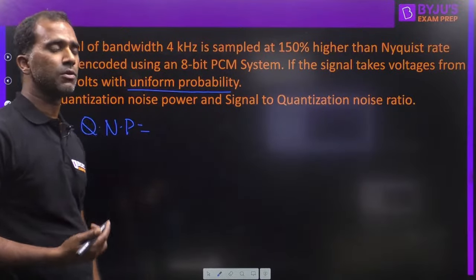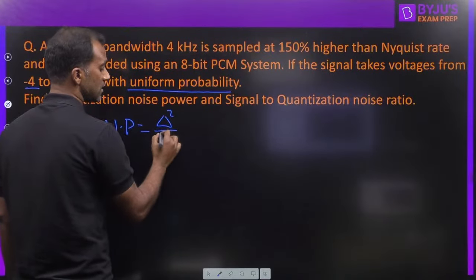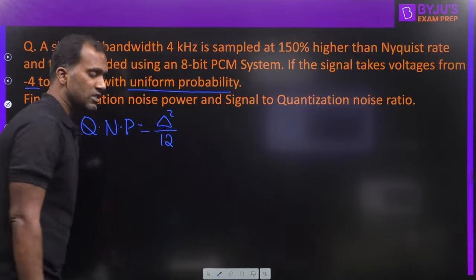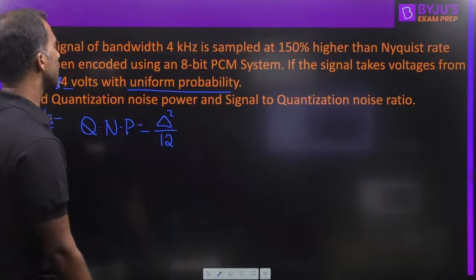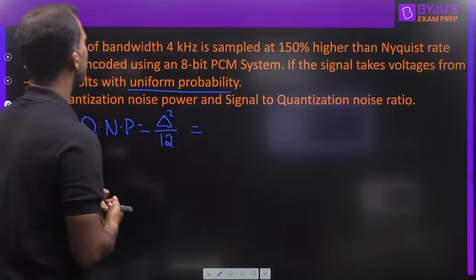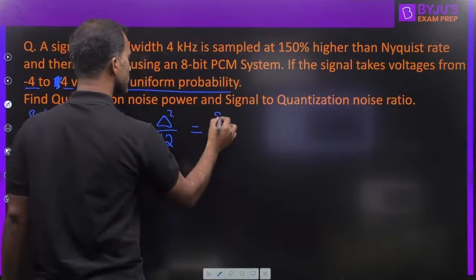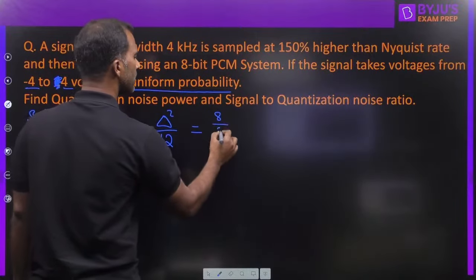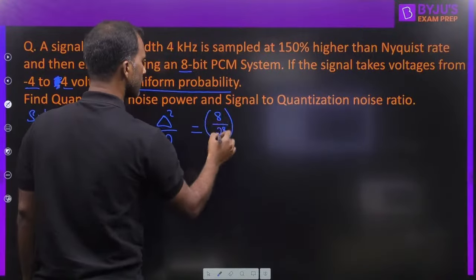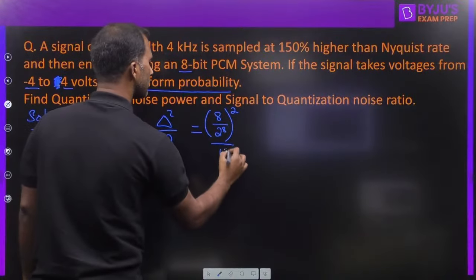If the quantization error is having uniform PDF, definitely we know the formula for quantization noise power as del square by 12, which can be used whenever quantization error is having uniform PDF. Right, so we can use this formula. So how much is del value? Minus 4 to plus 4, voltage swing is 8 volts divided by 2 to the power of n. 2 power n is given as 8 bits, 2 power 8. Voltage swing divided by 2 power n, whole square, divided by 12.